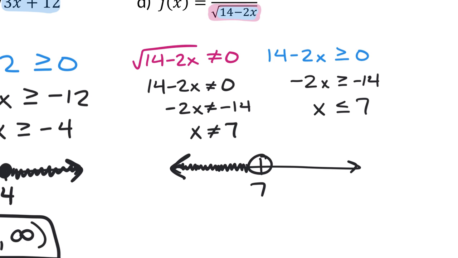So even though this one tells me I should be able to be equal to 7, can I actually be equal to 7? No. If it says not equal to a number, you have to take it out, even if the other one says it should be. This one wins.